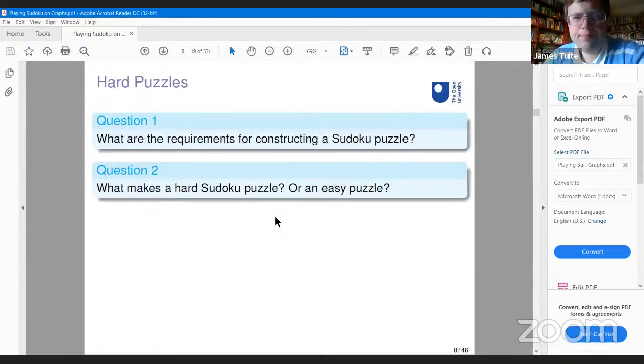Okay, next question. Well, I'll ask two questions together. What are the requirements for constructing a Sudoku puzzle, would you say? And what makes a Sudoku puzzle hard or conversely easy? So imagine you're trying to create a Sudoku puzzle. You can't just put any numbers in the grid at random. What do you need to take into account when you're creating a puzzle? And if you're trying to make a hard puzzle, how would you do that?